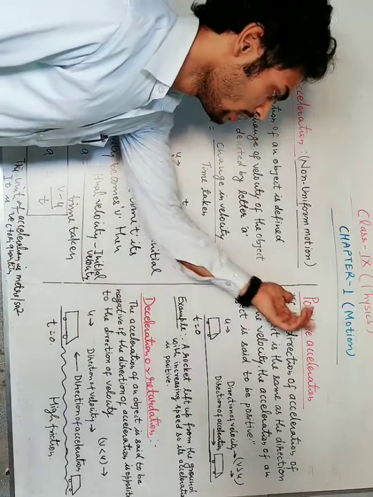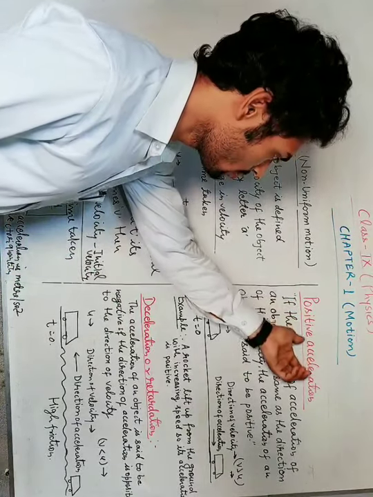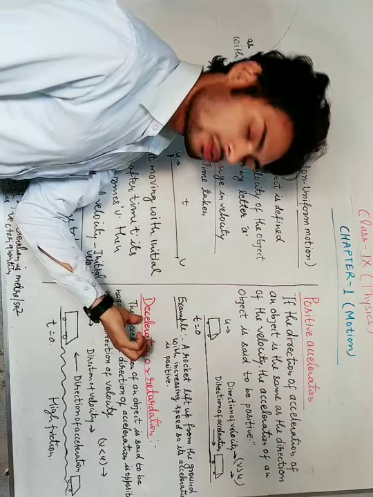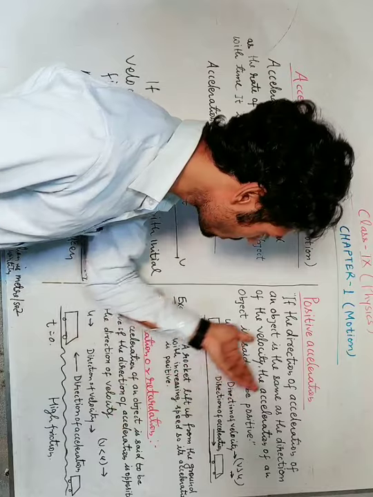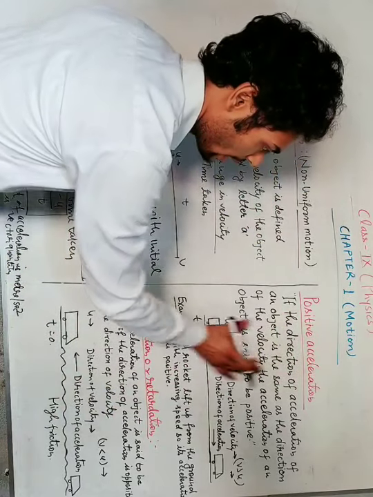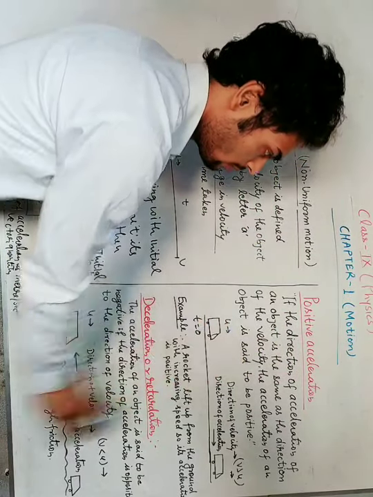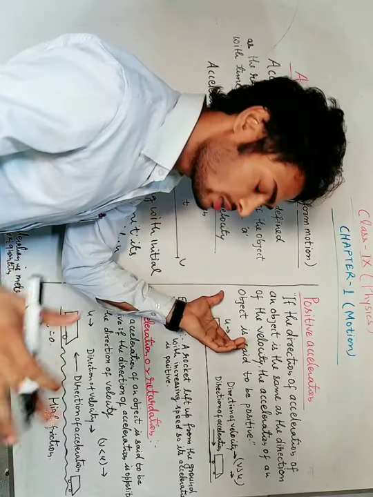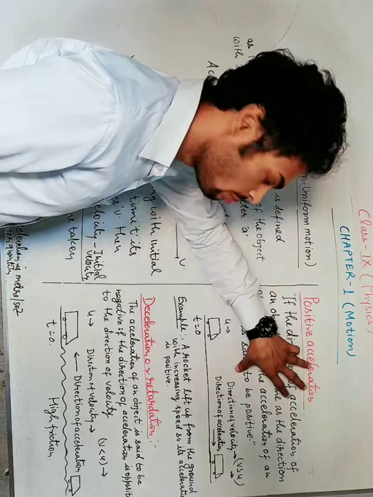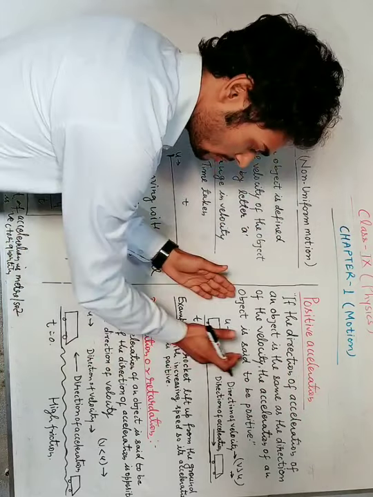Our next topic here, there are two types of acceleration, positive acceleration and negative acceleration. Negative acceleration is also known as deceleration or retardation. So let us understand what is positive acceleration. If the direction of the acceleration of an object is same as the direction of the velocity, then it is called positive acceleration. Let's understand with this example.